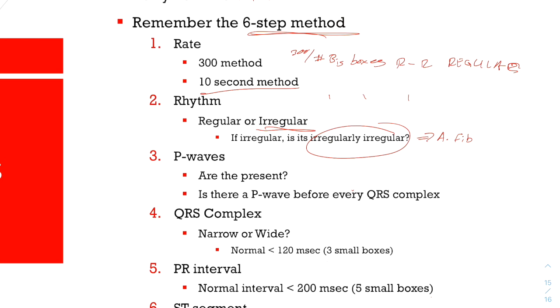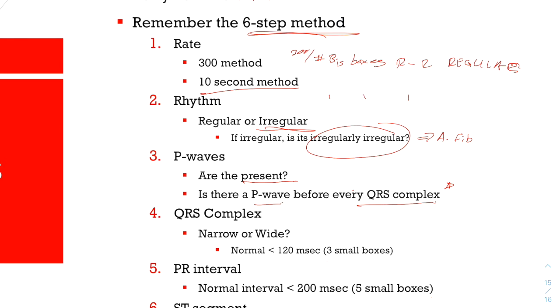Look for your P waves. The first question you ask is, are they there? And then the second question is, if you are seeing P waves, is there a P wave before every QRS complex? And we want to see this normally. That indicates, again, normal conduction from the atria down into the ventricles through the AV node.